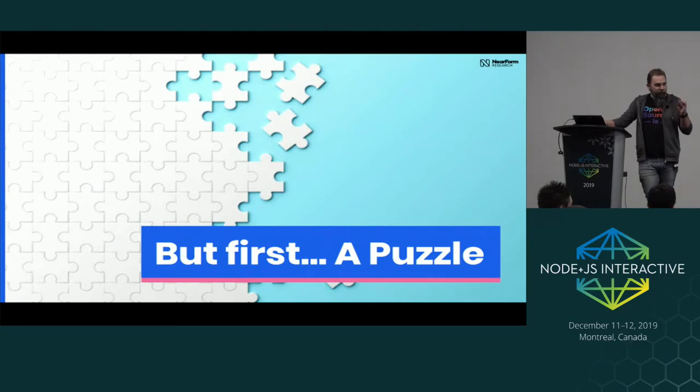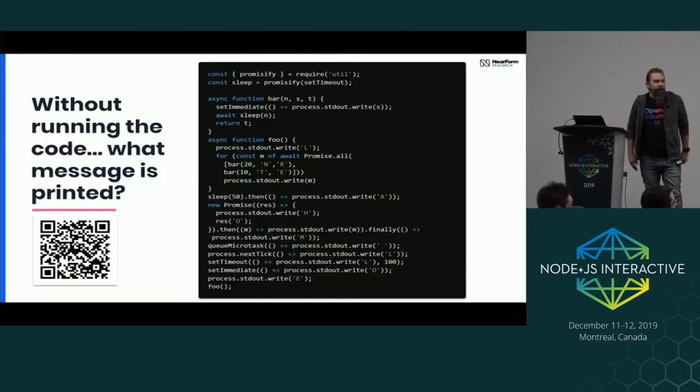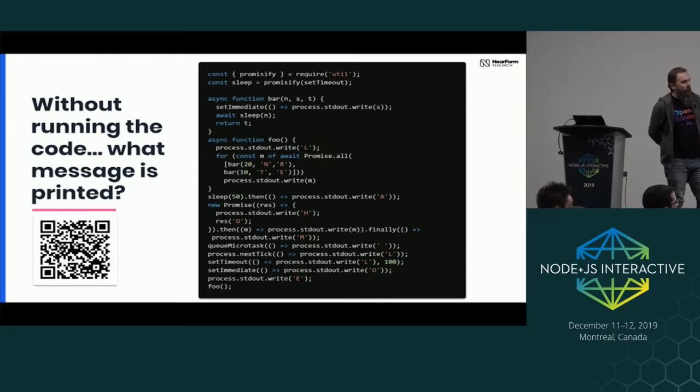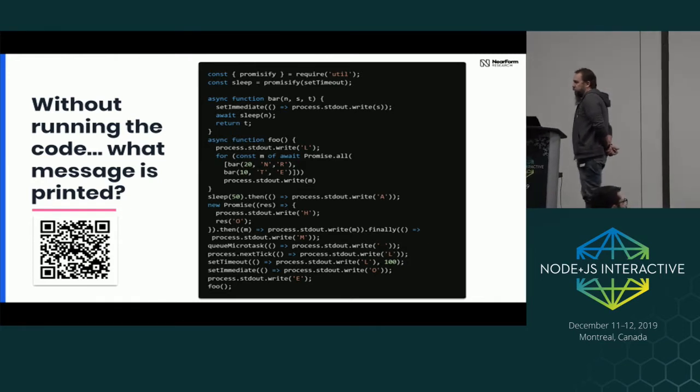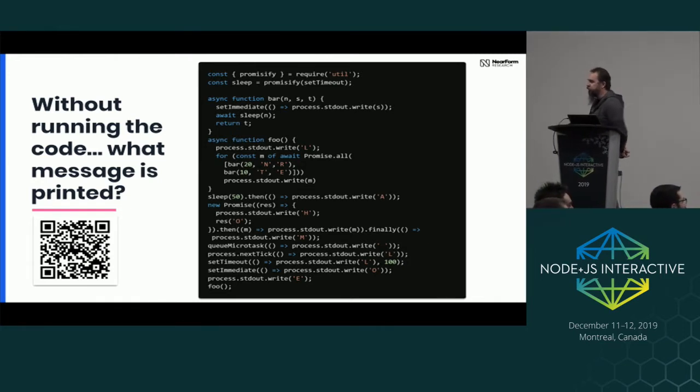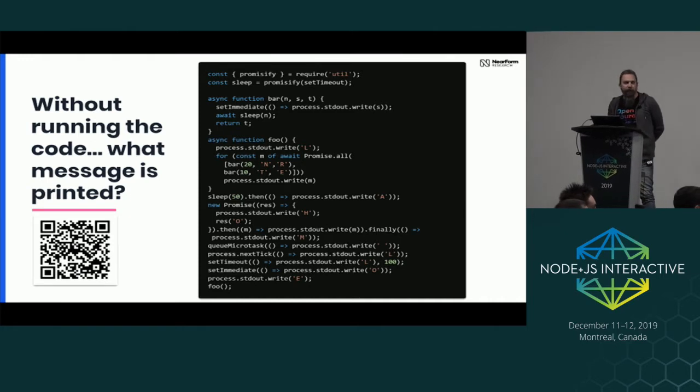But first, I want to do a puzzle. I've done this a few times. This code prints a message. It's a secret message. Without running the code, try to figure out what the message is. You can scan the QR code, and I'll also post this on my Twitter feed after this. But the task is to figure out what the message is without running it.